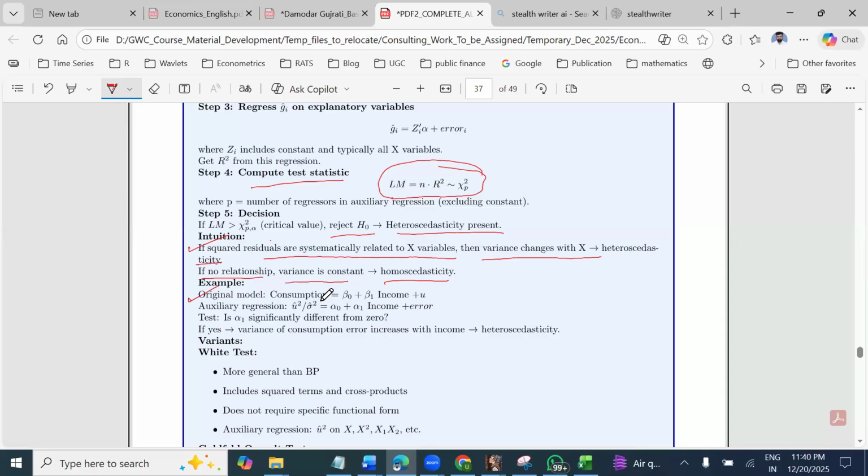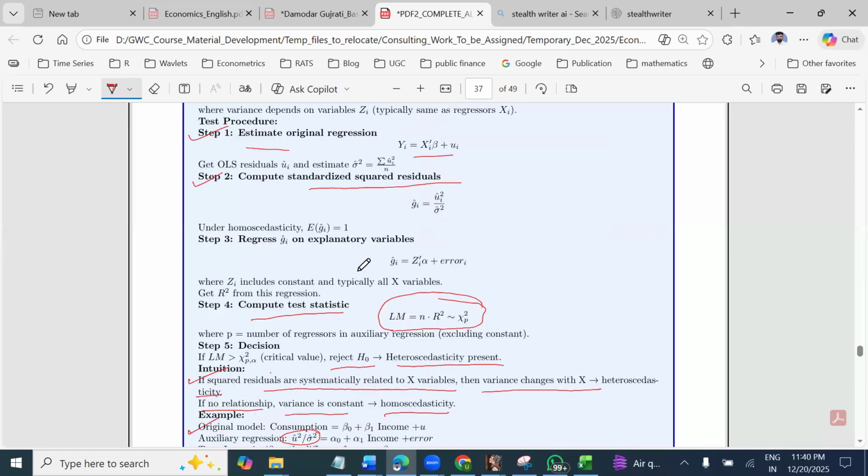For example, you have run the regression between consumption and income. So consumption is equal to beta naught plus beta 1 income plus u. And how will you run the auxiliary regression? Auxiliary regression means the transformed regression. You have converted by following the previous method, and your dependent variable changed into the transformed variables. First you estimate the original regression, and then you compute the standardized squared residuals, u squared upon sigma hat squared.